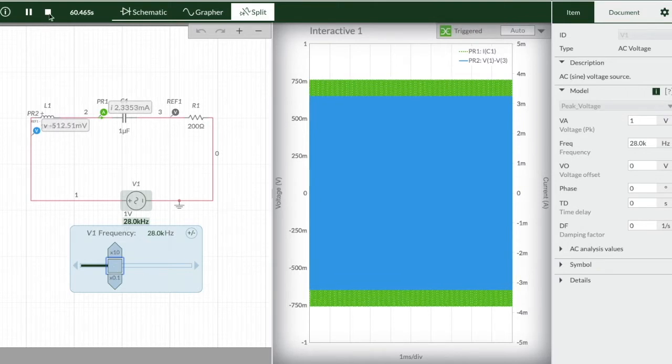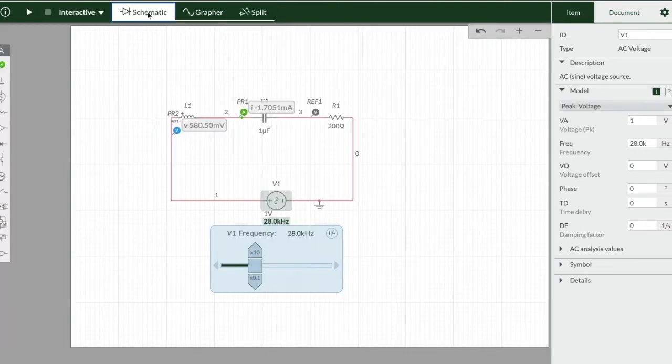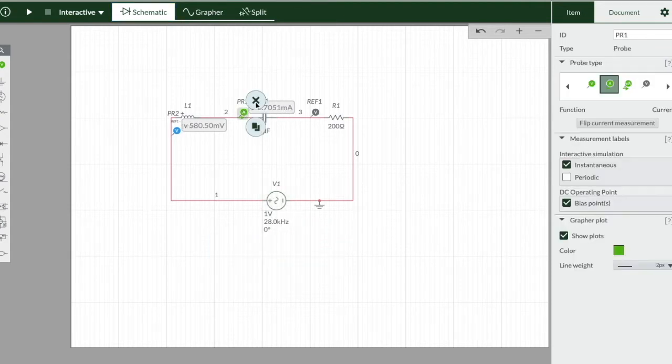Let us now stop this simulation and observe the voltages across inductor and capacitor separately to compare phase difference between them, for which we don't need the current meter.